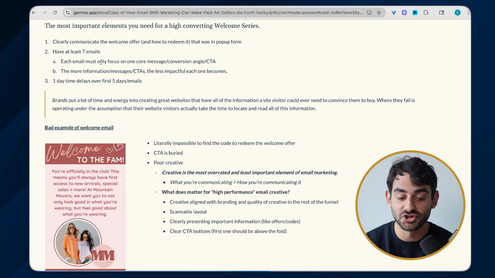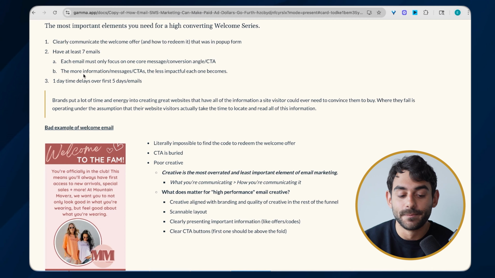The highest converting time you're going to have to convert new subscribers and people who just discovered your brand is immediately within the first week after they discover your brand, which is why you need to be hitting them every single day for the first 7 days after they subscribe. In those 7 emails, each one should only focus on one core message or conversion angle that you have to sell them on your brand.